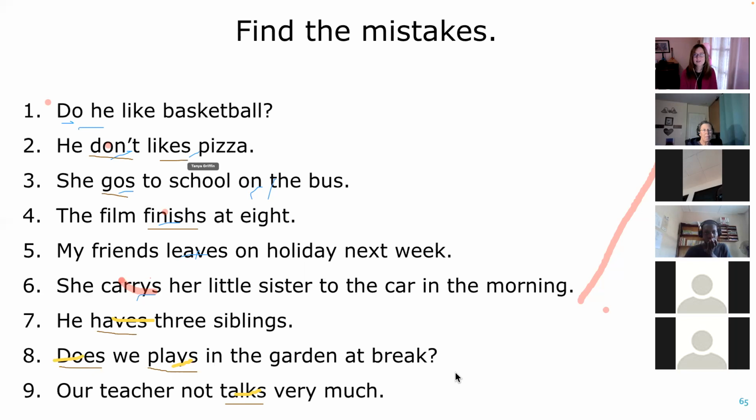Terrific. Okay, so number one, "Do he like baseball?" What should it be instead of "do he like baseball"? Does he like basketball? Oh, basketball, I'm sorry, it's basketball. Thank you. Does he like basketball? Good. And that's the question, because it's a question with a third person singular.